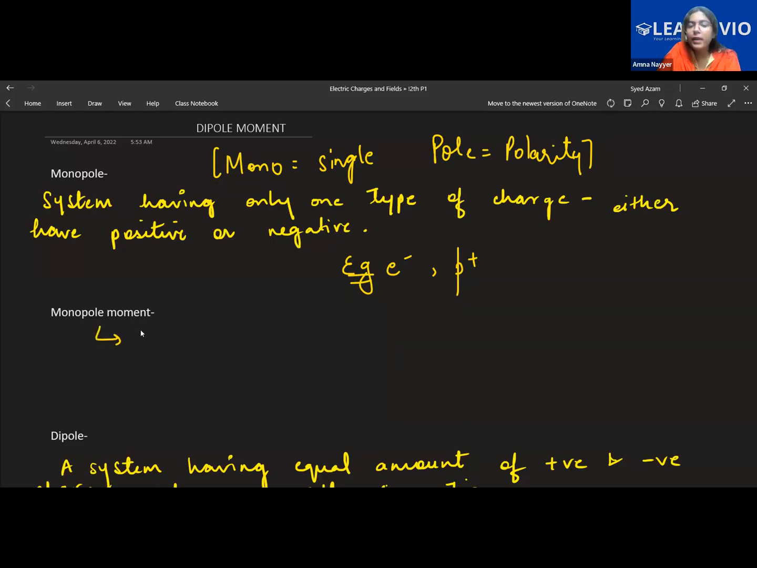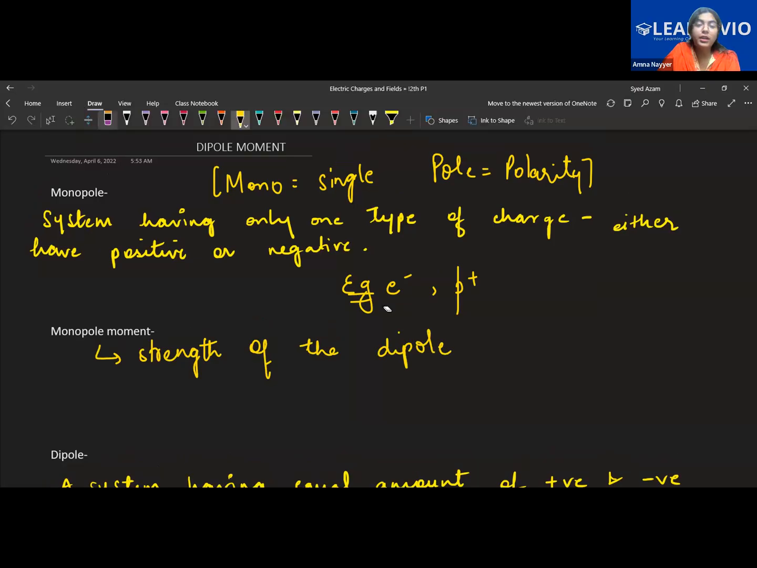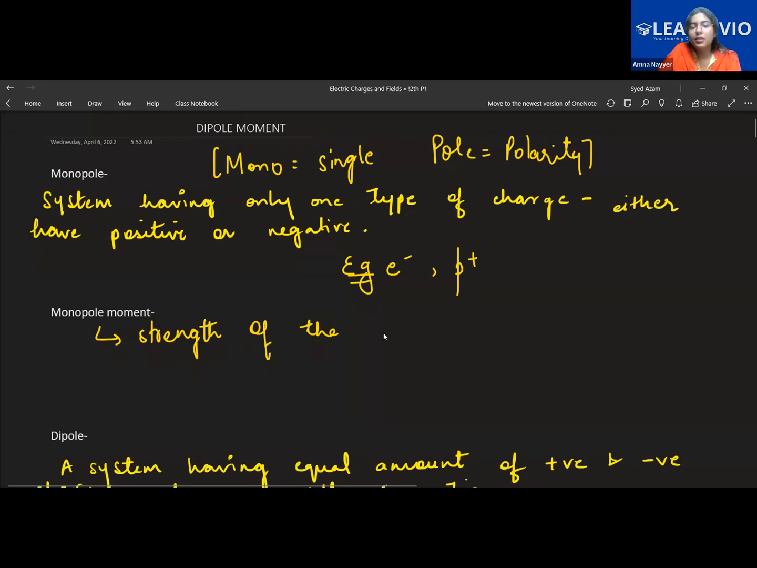Whenever the term moment comes, it means we are talking about the strength. When we are talking about the strength of the monopole, sorry, not dipole, the strength of the monopole, that is called the monopole moment. Okay, the strength of the monopole.